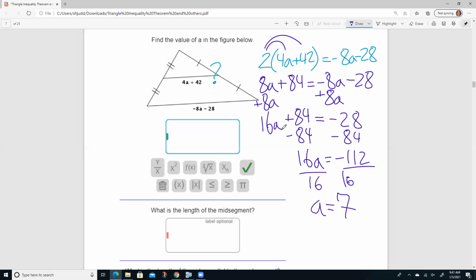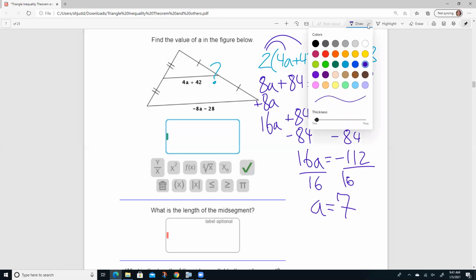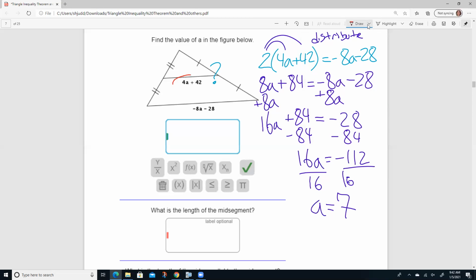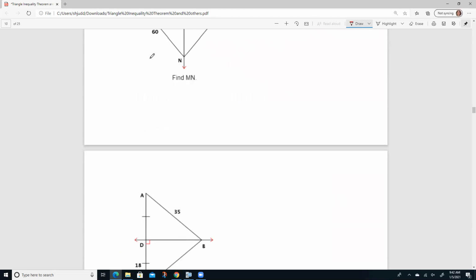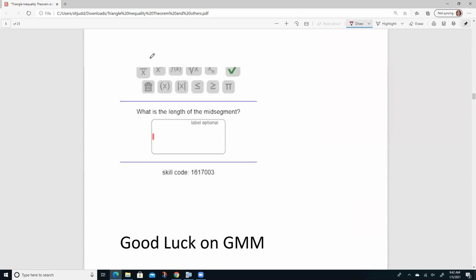Now, some of you might have some difficulty remembering this step, the distribute step. If you feel you might be falling into that category, then don't set up the problem that way. Think about it. It takes 2 of these to make this. So you could just write 4A plus 42 plus 4A plus 42. That was peculiar.